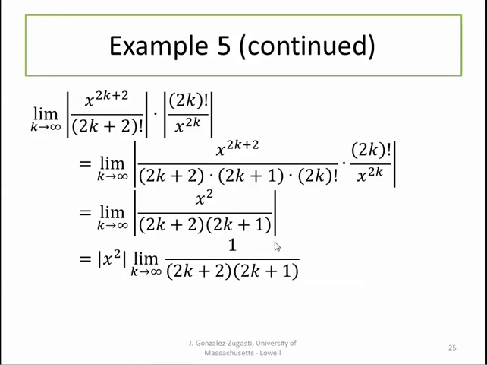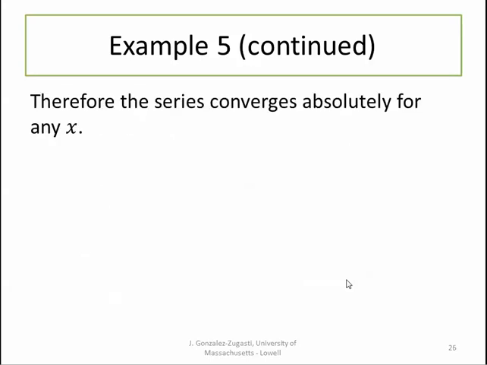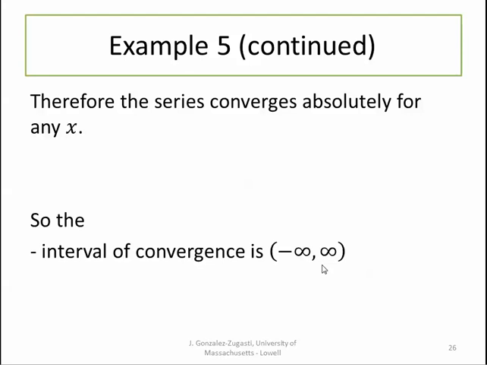And now the limit that we're left with is a rational function. The degree of the denominator is greater than the degree of the numerator, so that limit is equal to 0. So we get that rho is equal to 0, which is less than 1. So that tells us that our series converges absolutely for any value of x. So in this example, we get that our interval of convergence is the set of all real numbers, and that our radius is infinity.